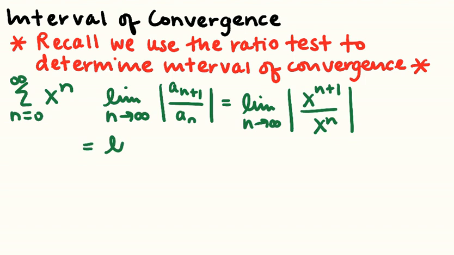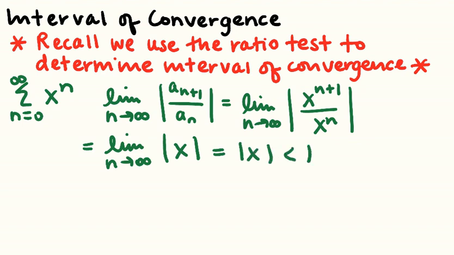And really, this is the limit as n goes to infinity of the absolute value of x, because all but one of the n's will cancel. Well, as n goes to infinity, absolute value of x doesn't really care what's happening as n goes to infinity, so this is equal to the absolute value of x, which we need to be less than 1. And we know that the absolute value of x is less than 1 between -1 and 1. Now let's check the endpoints just to make sure.